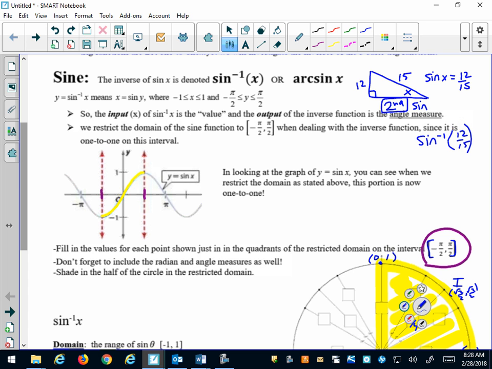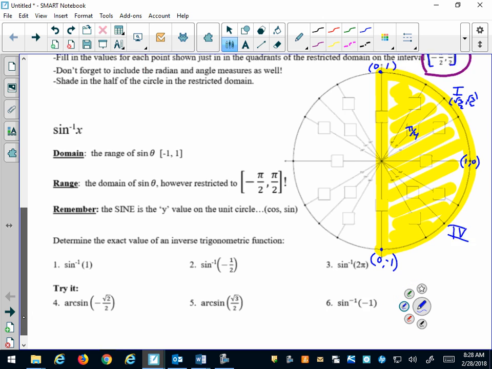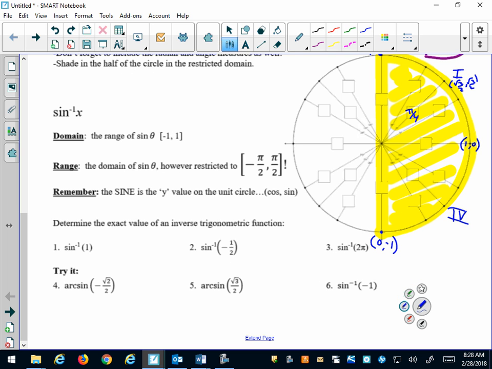Okay? So, let's try these down here. Determine the exact value of the inverse trig function. So we're finding the inverse sine of 1. That means at what angle, degrees or radians, is... okay, no calculators. This is a no calculator section. So think about the unit circle.